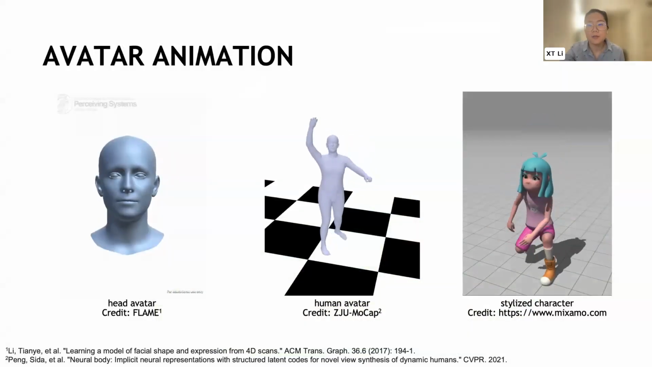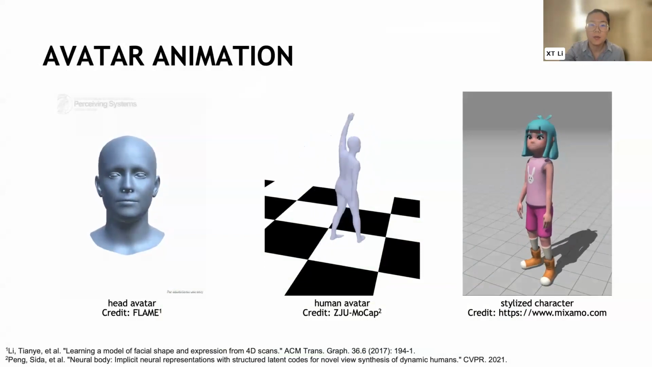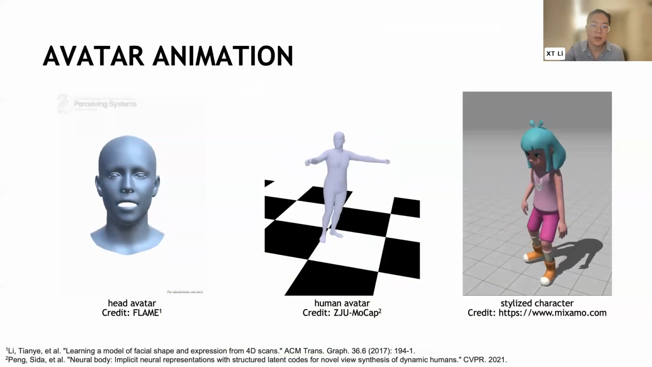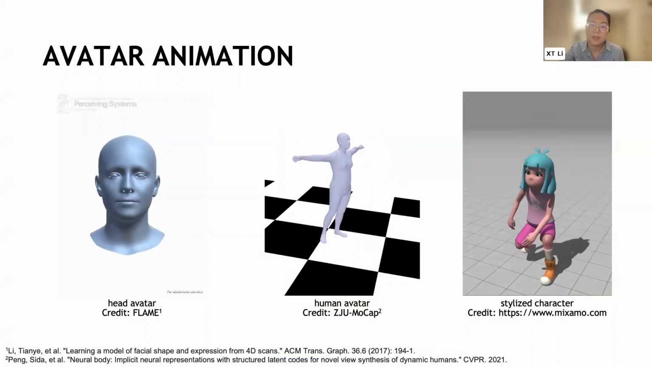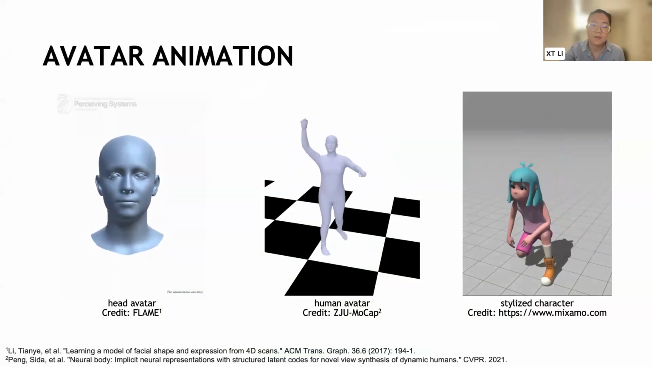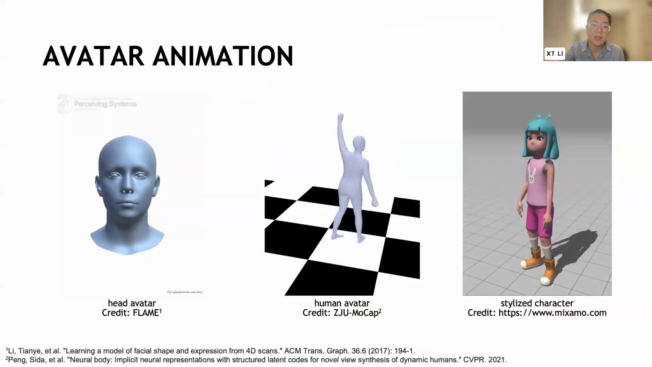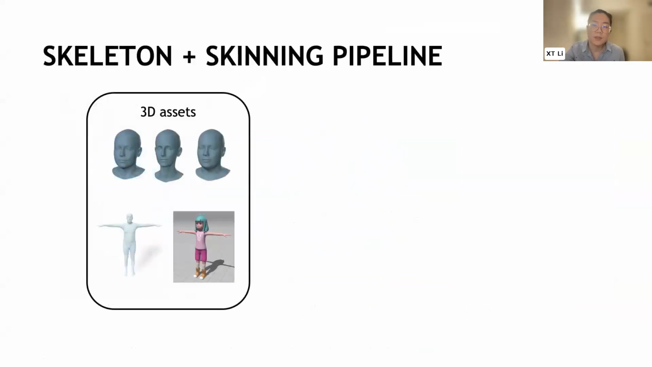So 3D avatar animation has been a long-standing task in computer vision. People are interested in animating portraits, human bodies, or stylized characters designed by professional artists. This task is especially important in the sense that it has a wide range of applications, including video conference, filmmaking, gaming, or virtual try-on. So the animation methods can be roughly classified as rigging-based or template-free methods.